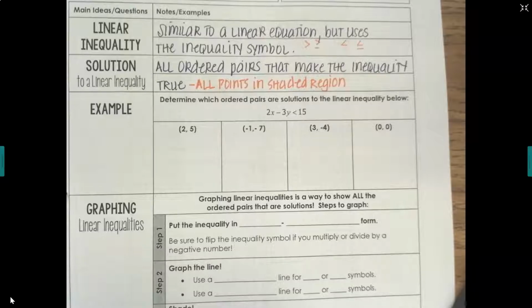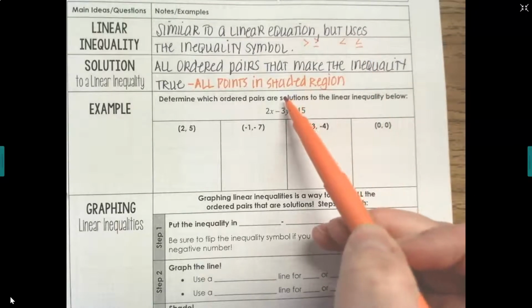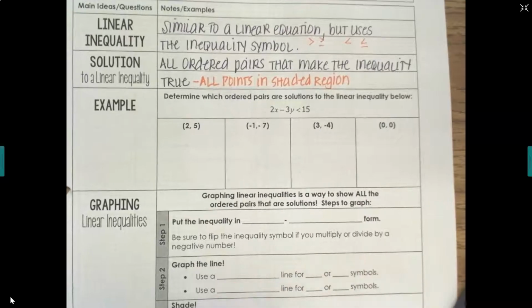The solution to a linear inequality is all ordered pairs that make the inequality true. When we draw the inequality line, you will shade one side of the line or the other based on the inequality sign, and any point that is in the shaded region will make the inequality true. So inequalities have many solutions. Linear equations have one solution.